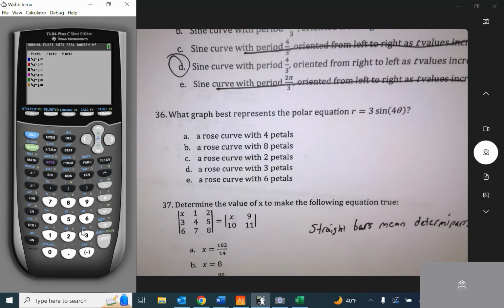And now the thing is in polar mode. So 3 sine, and you hit the X key, it's a theta, and we want 4 theta. If memory serves me right, this is an 8-petaled flower. It looks like it's got 8 petals to me.